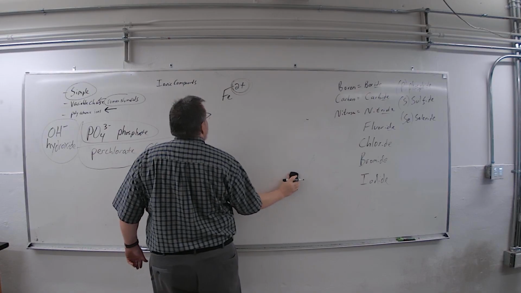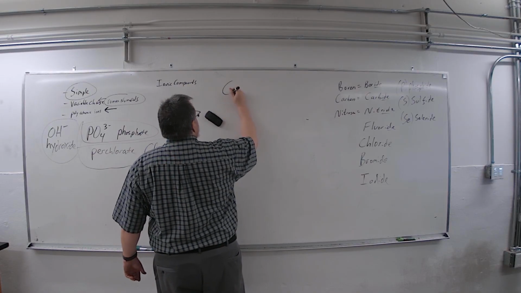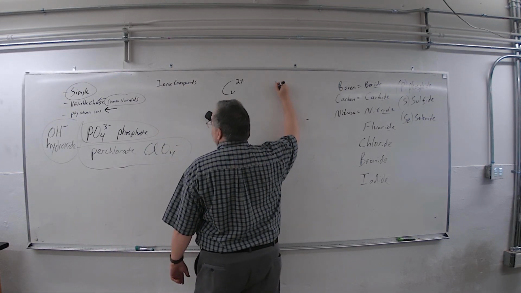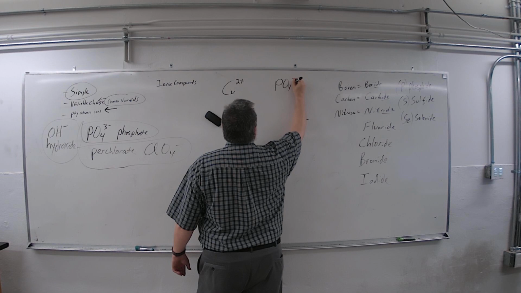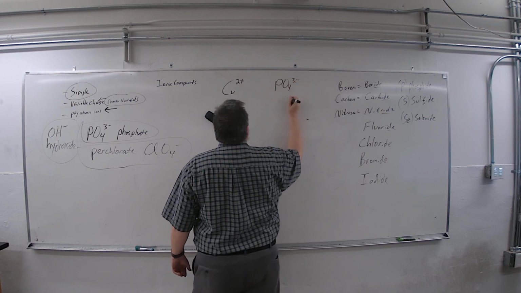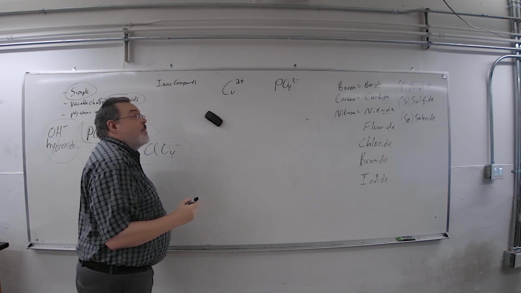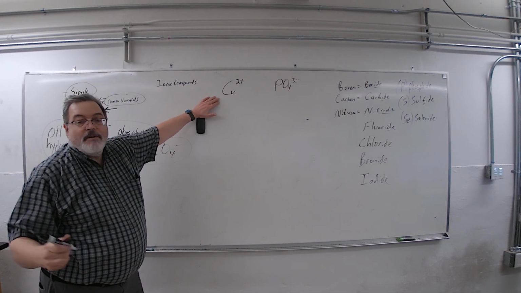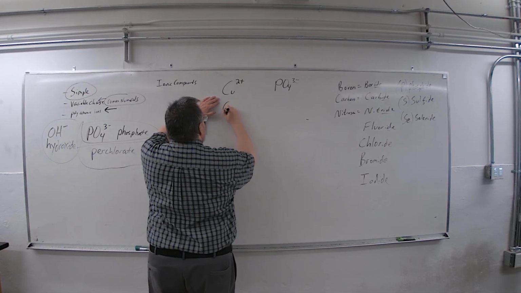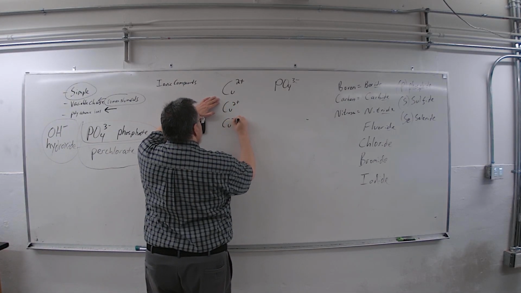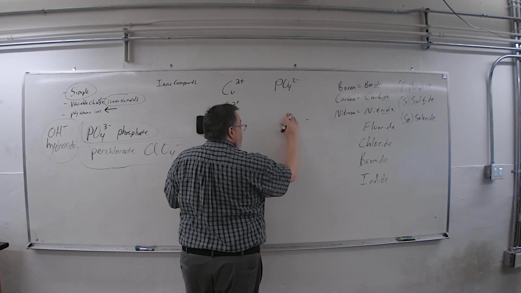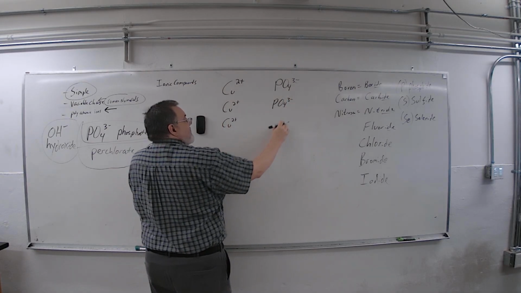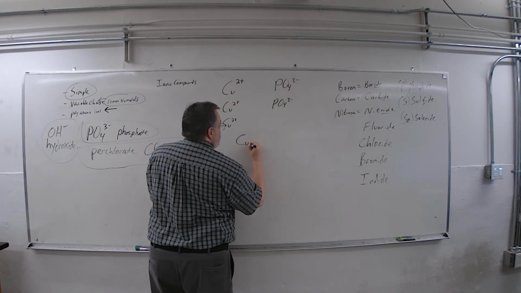And let's do some of these. Let's see it now. Go back to copper, 2 plus, and phosphate, 3 minus. So how many of each do I need? How many coppers do I need? 3. And how many phosphates? 2. There. Adds up to 6, adds up to 6.